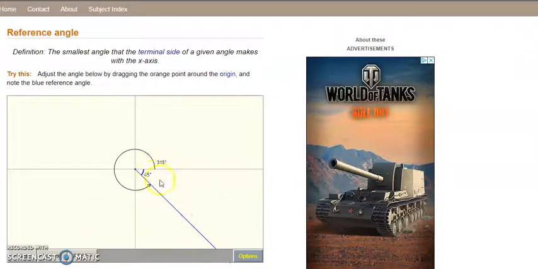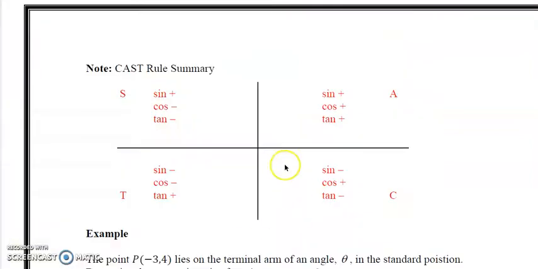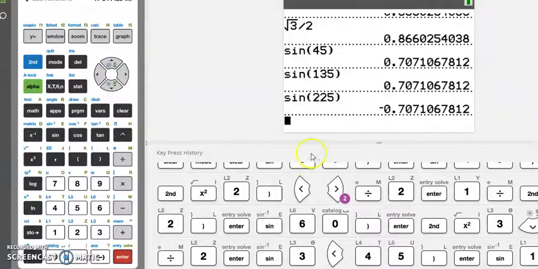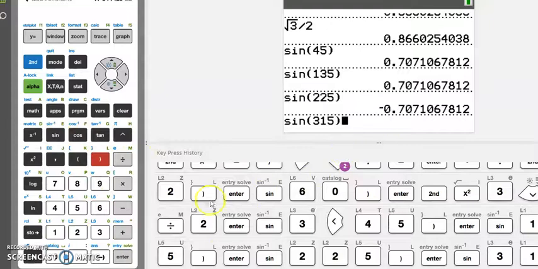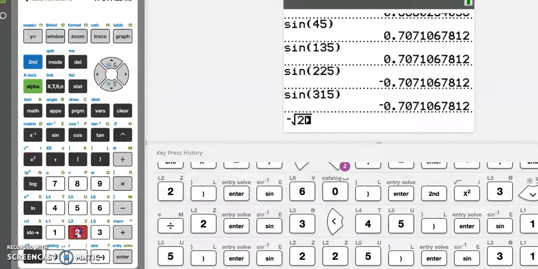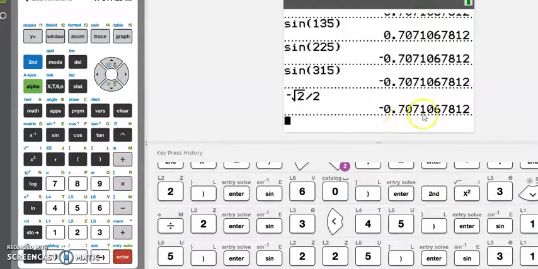There it is. 315 and 45 are related, right? The reference angle and 315 are equivalent. The only difference is one is negative based on the CAST rule. Sine is negative in quadrant 4. So let's go back to our calculator. Prove that again. So if you guessed that the sine of 315 is negative 0.7071, you'd be correct. And remember, 0.7071 is the square root of 2 divided by 2. So negative square root of 2 divided by 2. That's also equal to negative there.